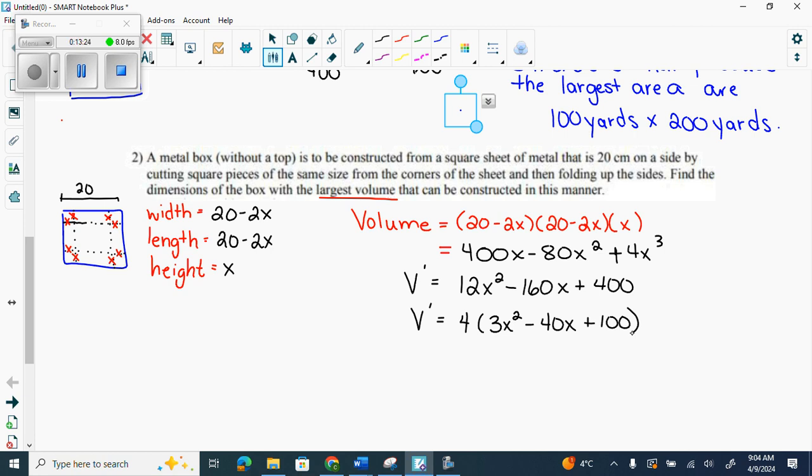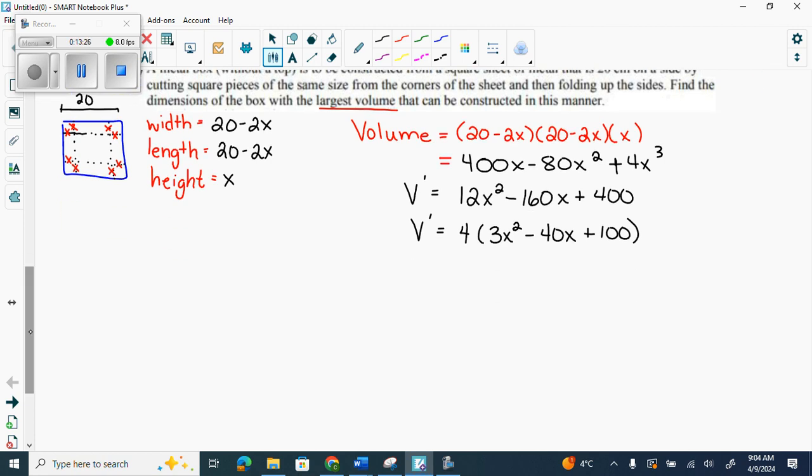What does that get me? 300. What multiplies to give me 300 and adds to give me negative 40? Negative 30 and negative 10.